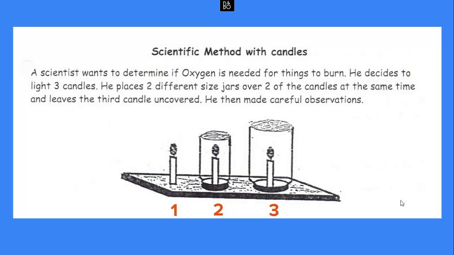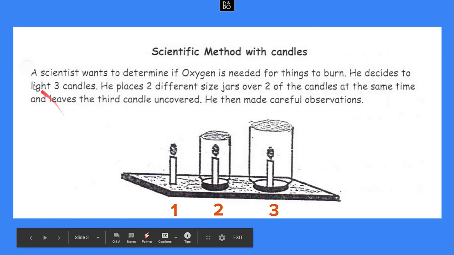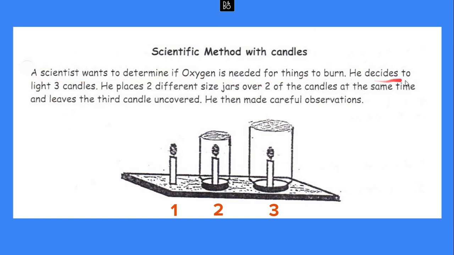Please be sure you have your candle lab sheet out like this. I either gave it to you or you're able to print it off on its learning. We're going to be looking at the scientific method with candles. A scientist wants to determine if oxygen is needed for things to burn. He decides to light 3 candles. He places 2 different sized jars over 2 of the candles at the same time and leaves the 3rd candle uncovered. He then made careful observations.